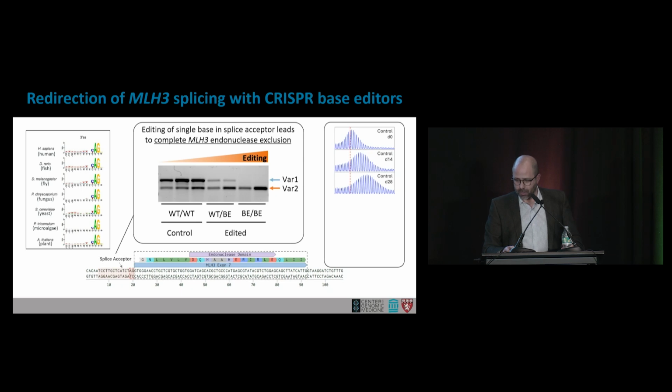And more interesting, when we use a cell line that has time-dependent CAG expansions, you can see in this plot the increasing CAG. The CAG goes up across these 28 days, but when we use our base editors and edit the splice acceptor, we completely stabilize the CAG repeat. And this is after 4 weeks.